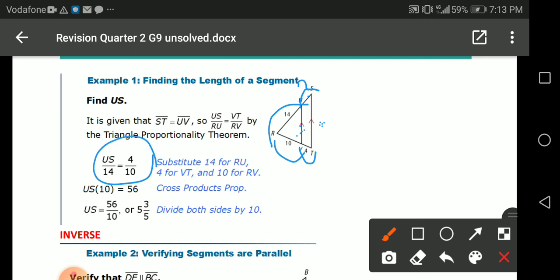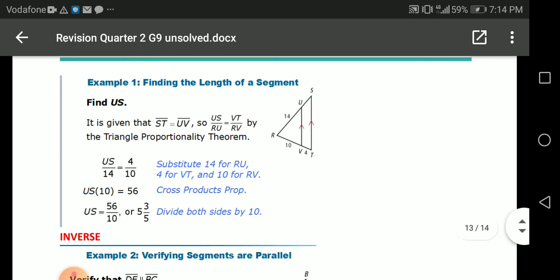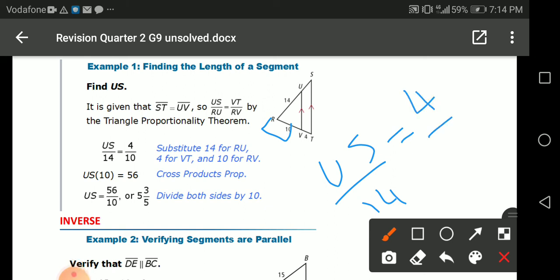So you have here US, I don't know, over UR, which is 14, the same as TV, which is 4, over VR, which is 10. So US over 14 equals 4 over 10. It's now easy. Yes, it's like solving now.